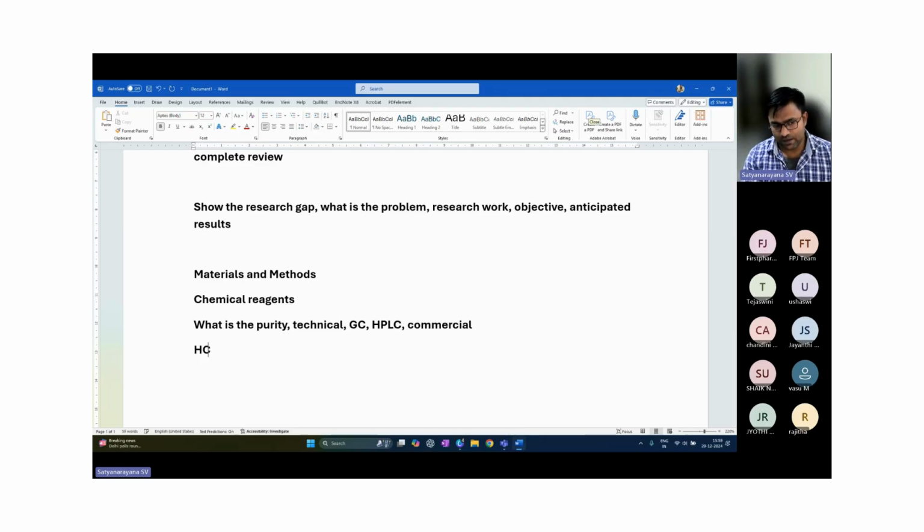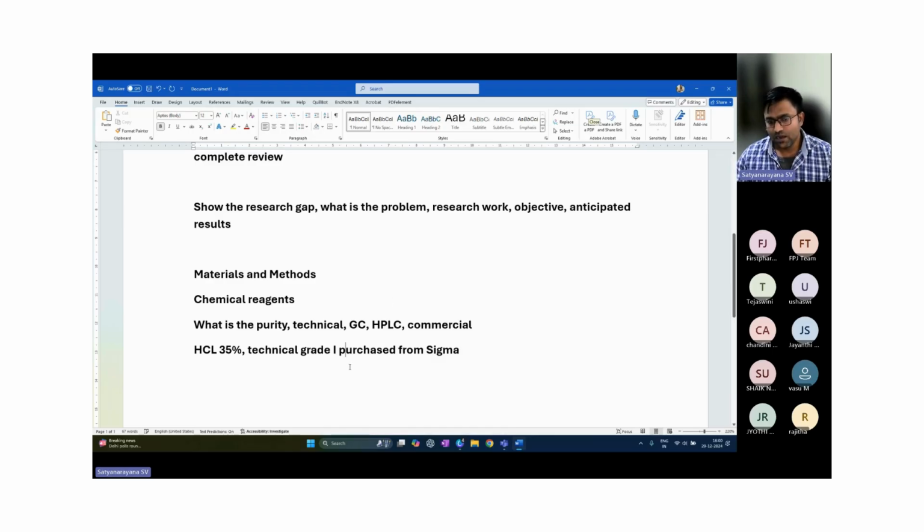I purchased HCl. Usually it is like 35% purity, and it is usually a technical grade. And you must mention the company, whether you write it in a bracket or parenthesis, or you can write directly, like: I purchased it from Sigma or something. Whatever the agency is, you can write that.